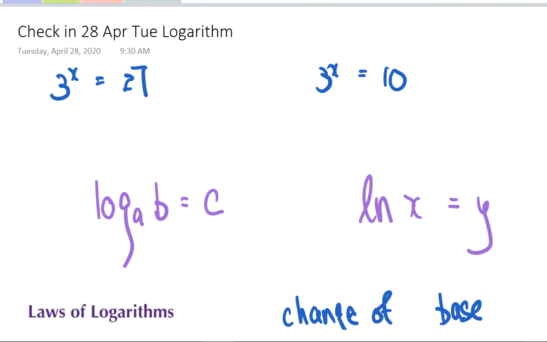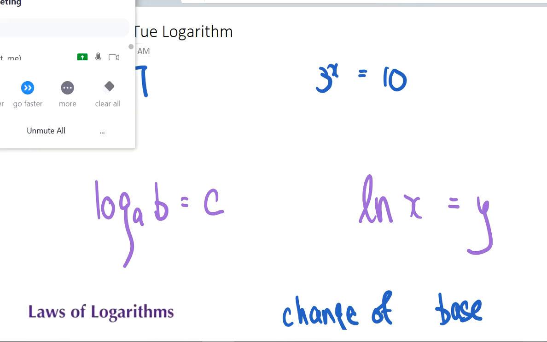Let us recap what we have. Why do we need to do logarithm? Okay, while I meet some of the students.